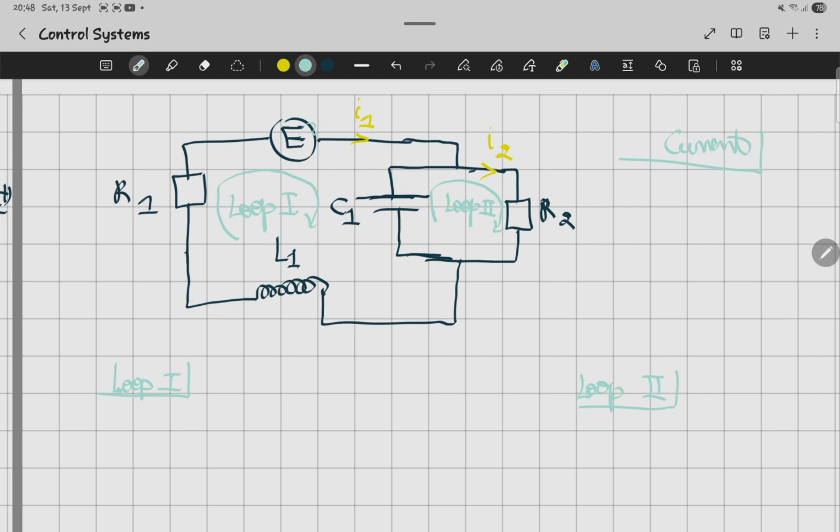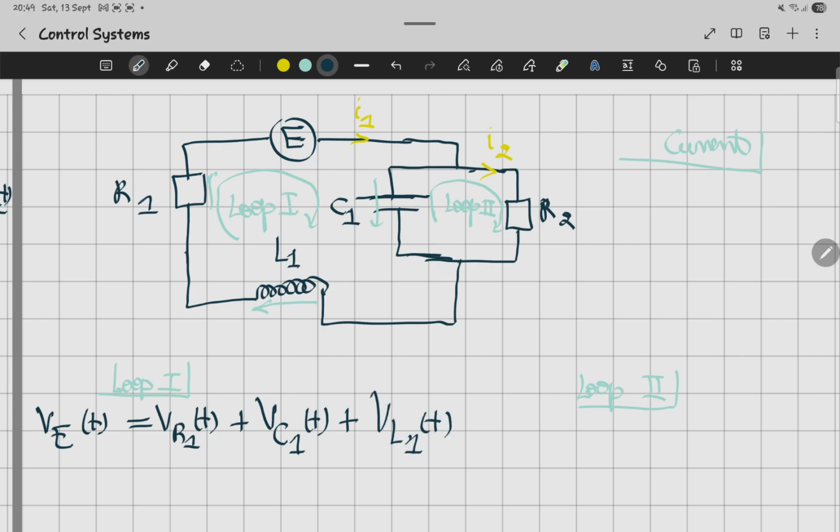So the input source, it's E. So it's going to be E. If I have to represent it, it's going to be VE in T domain. It will be equal to the sum of the voltage across the resistor, plus the voltage across the capacitor, and the voltage across the inductor. If you have to solve this equation, it's going to be VR1 of T plus VC1 of T plus VL1 of T. This is what you're going to get on loop 1.